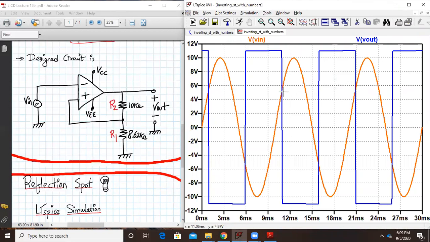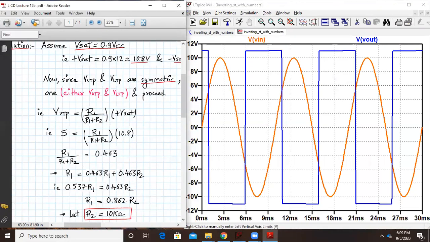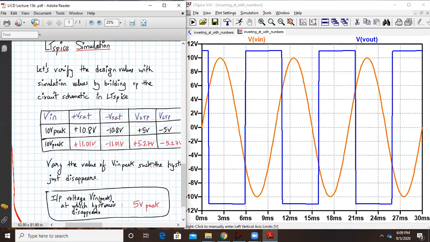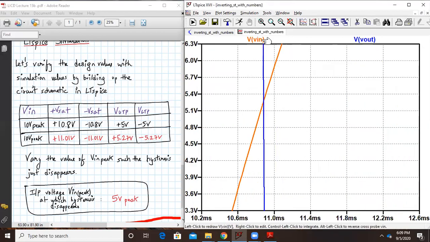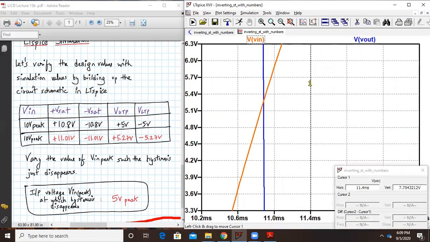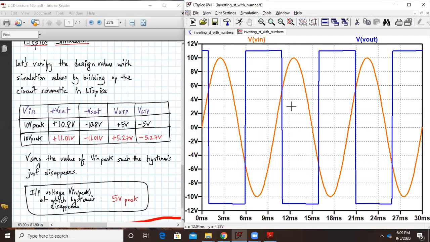So here you can see carefully, whenever the input cuts the upper point, this is called UTP. According to our design, it should be 5. Let's see how much we are getting. Let me expand it. We can use a cursor over here and place a point over here. As you can see, this value is around 5.28. If we measure it accurately, it will be 5.25. It is coming a bit off, but it's fine. So the VUTP is 5.25, and let's see how much VLTP is. VLTP is where the input waveform cuts on the lower side.